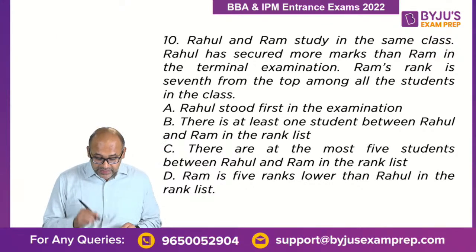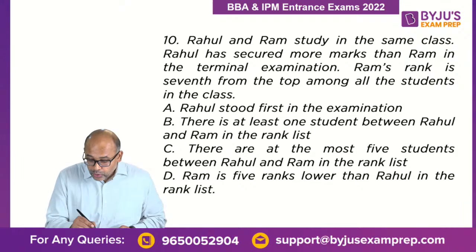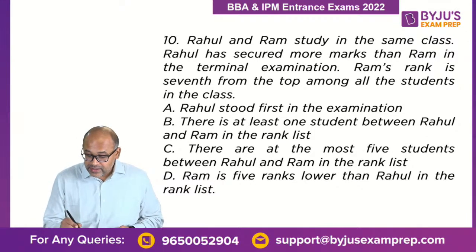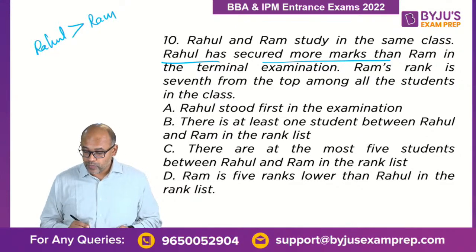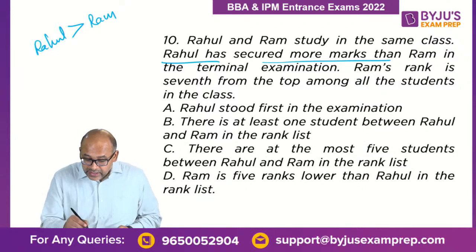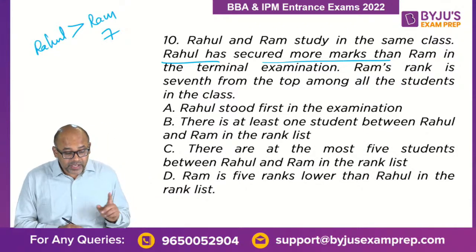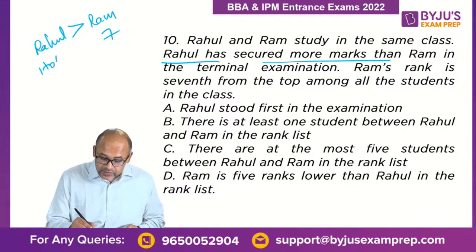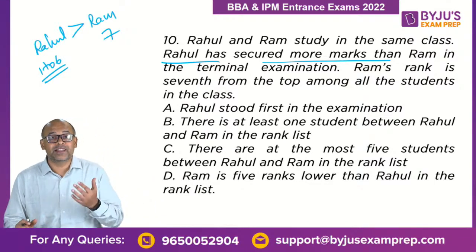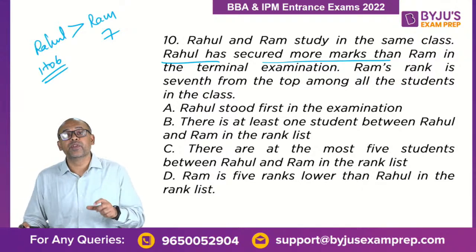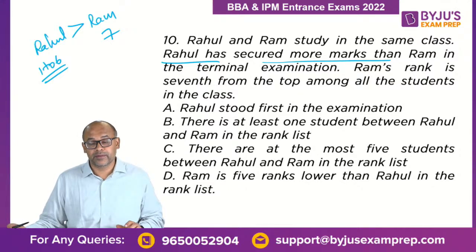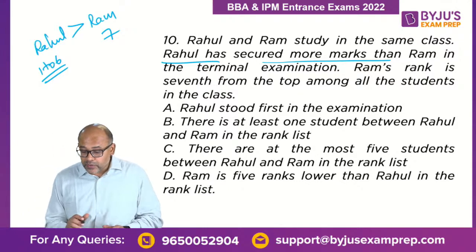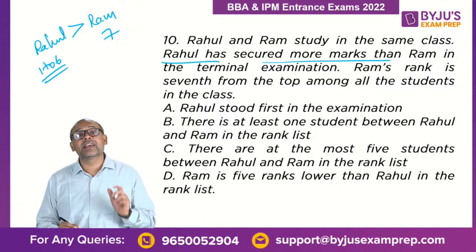Let us understand why it is option C. Rahul and Ram study in the same class. Rahul has secured more marks than Ram. So Rahul got more marks than Ram. Ram's rank is 7th, which means Rahul can be 1 to 6 because Rahul got more marks, which means the rank number should be less than Ram. So 1 to 6 ranks it is possible for Rahul to get. That is the logic. Now let's look at which of the following statements is correct.